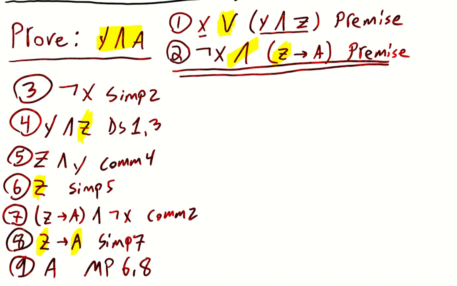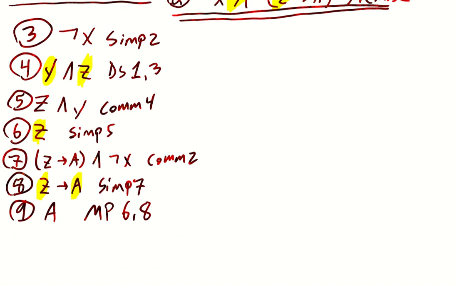We want to prove y and a. Notice that y appears in a conjunction on line 4, so we can simplify. Hence for line 10, we can get y by the simplification of line 4.